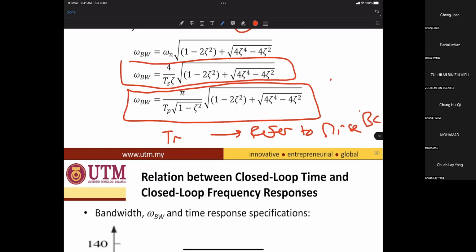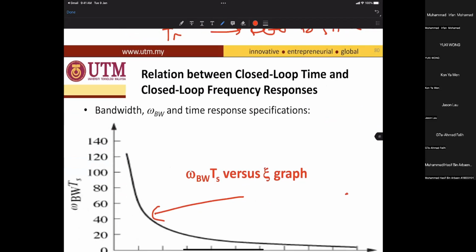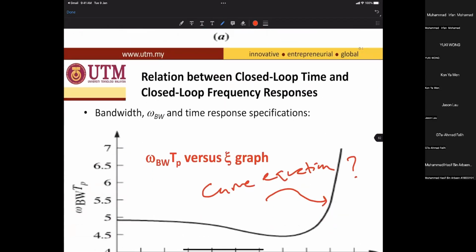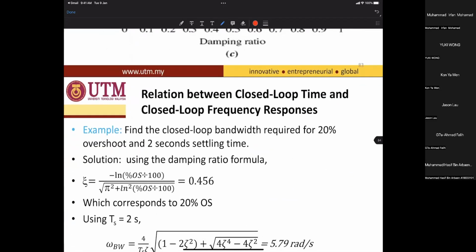BC. What is BC, Jason? Refer to nice BC. What is BC? Book. Oh, book chapter. Chapter mah. Chapter dalam WhatsApp tu tak tengok ke? Yo, tak baca lah tu. Jadi perhiasan.